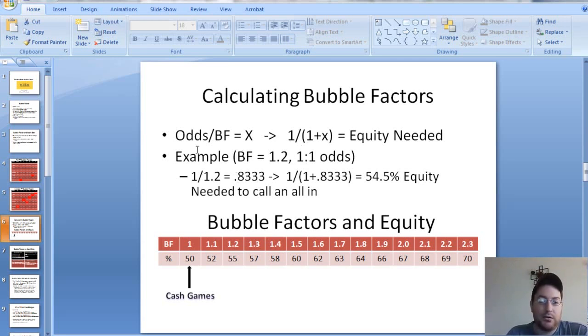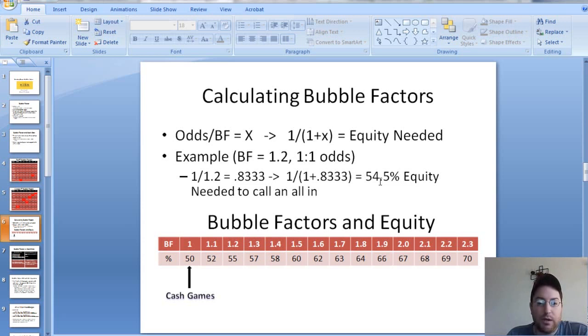So we take this calculation. The odds are 1. We're getting 1 to 1. So 1 divided by the bubble factor of 1.2 gives us 0.833333. Then we take 1 divided by 1 plus 0.83333, and we get 54.5, so roughly about 55% equity. I'm going to do a calculation of what that means with ace-king, but essentially you need about a guaranteed 55% equity to justify an all-in call on the first hand.